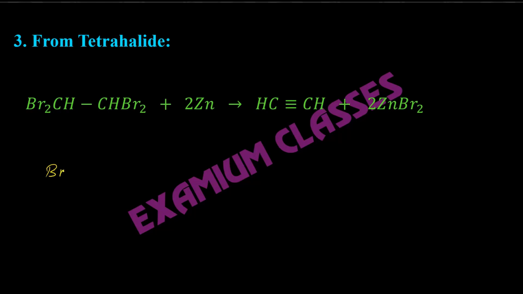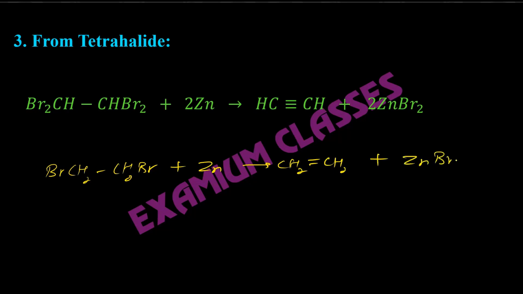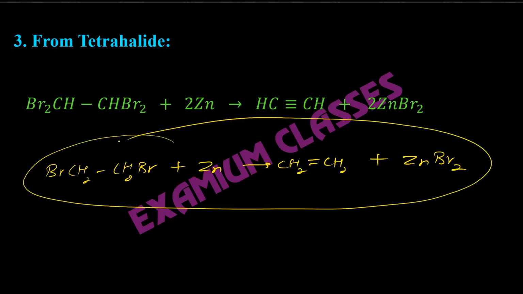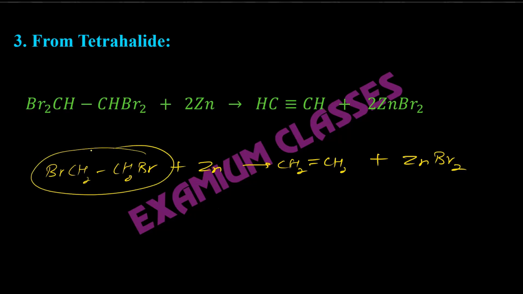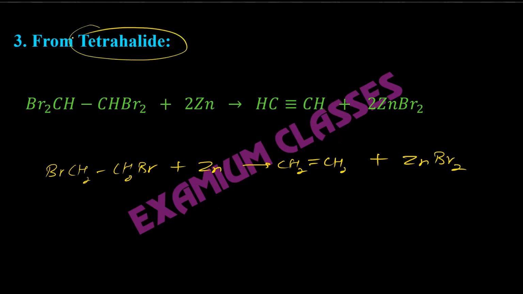BrCH2CH2Br, we got that reacted with zinc and we got CH2=CH2 and zinc bromide. So it is a similar reaction for preparation of alkenes also, but there it was vicinal dihalide. For alkyne, that is ethyne, here you need to use tetrahalide. So here there will be 2 zinc molecules, here 1 only. So if you remember the alkene one, this is easy.